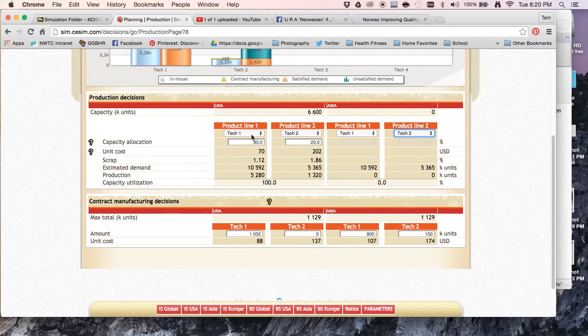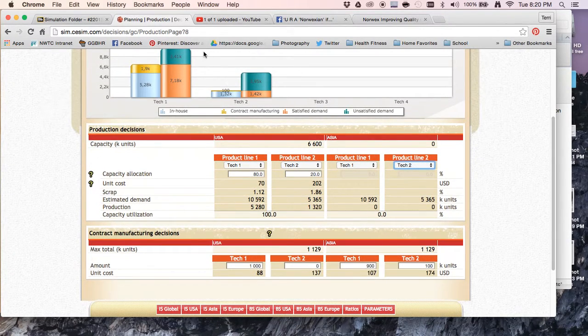So clearly right now I'm in 80-20 for technology 2. I am predicting a greater demand for technology 2, so I'm a little bit short in both areas. It's $202 to manufacture technology 2 in-house, and it's $137 or $174 to outsource it in US or Asia. So it's actually cheaper for me to get it from somewhere else than to do that in-house. However, technology 1 is much cheaper if I do it myself. So I definitely want to focus on technology 1 for myself and technology 2 using other means.